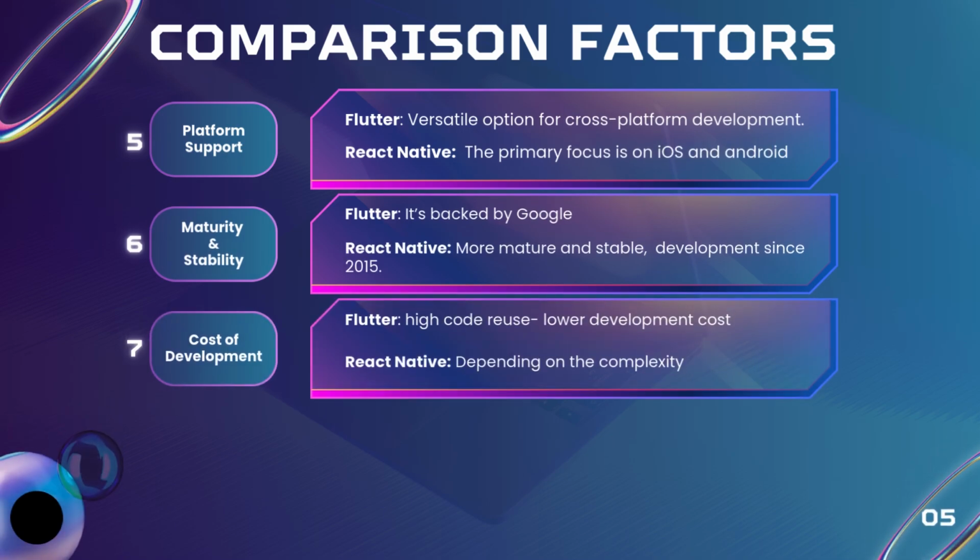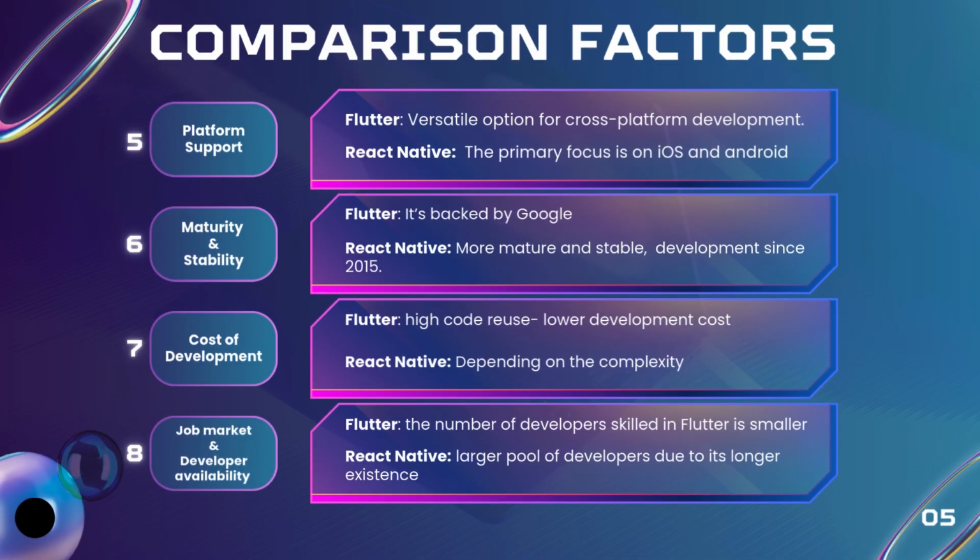Cost of development. Flutter allows for high code reuse across platforms. The development cost can be lower compared to building separate native apps for iOS and Android. React Native also offers high code reuse, but depending on the complexity of the app, platform-specific customizations may raise costs, especially for performance-heavy features.